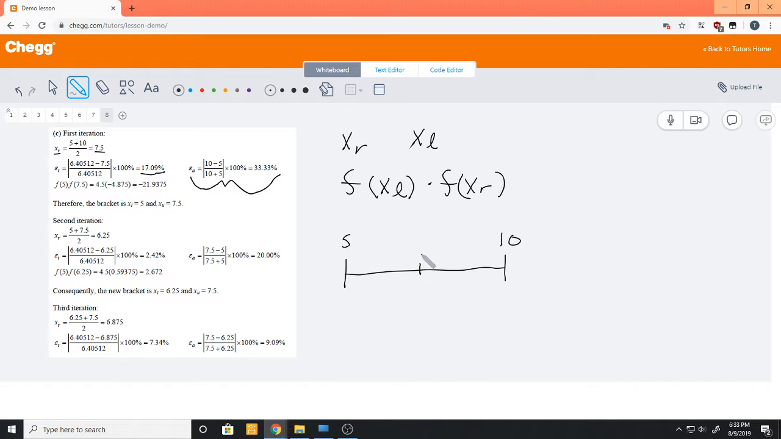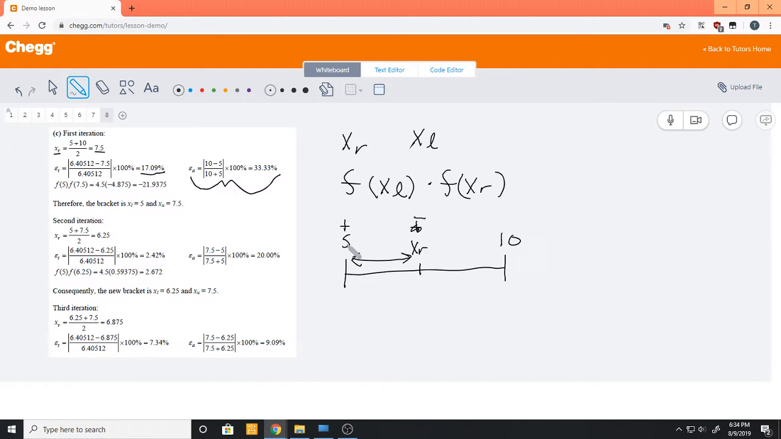Now we just calculate our XR right here. If this is positive and this is positive, that means there are no roots in here, and the root's going to have to be in here. So you're going to want your XR to become your lower root and 10 to stay as your upper root. But let's say this is negative and this is positive. That means there's a sign change in here, so your XR is going to become your new upper root, and your lower root is going to stay the same.